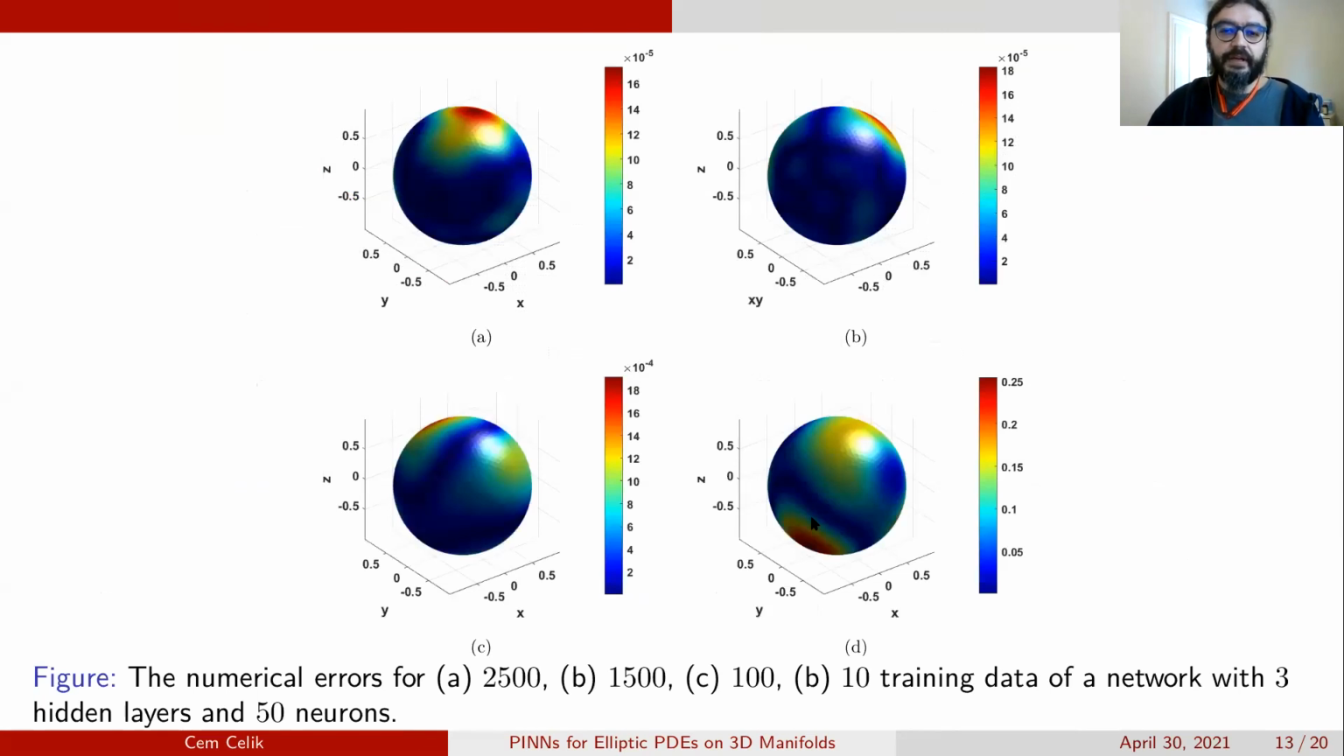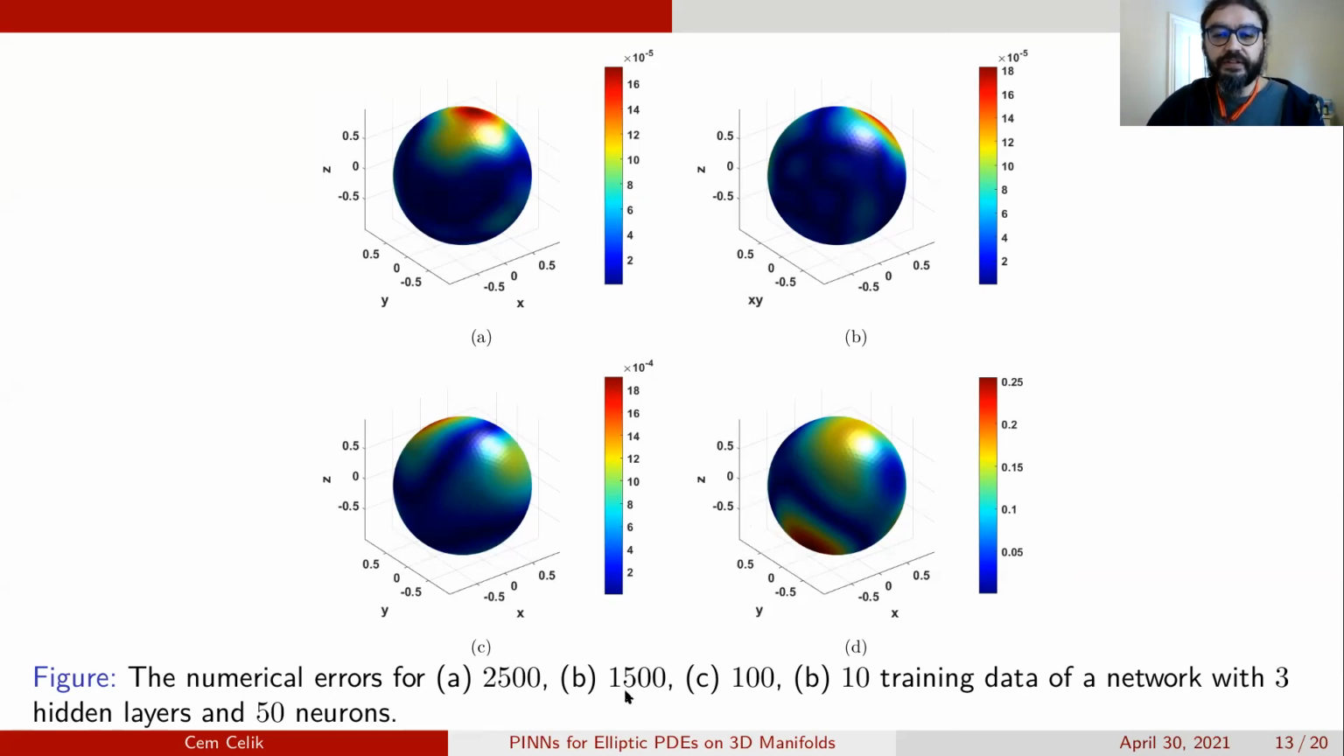Then they give some other results for these numerical examples. In the first plot, they say it's numerical errors. I assumed it as the absolute value of the error. In the first graph, they used all the generated data as training data. We don't know if they use test points or not. They didn't tell anything about it.